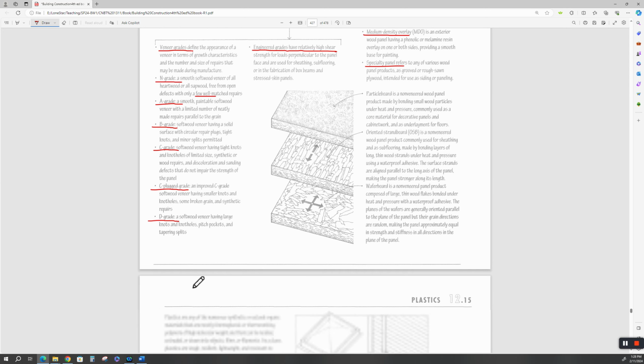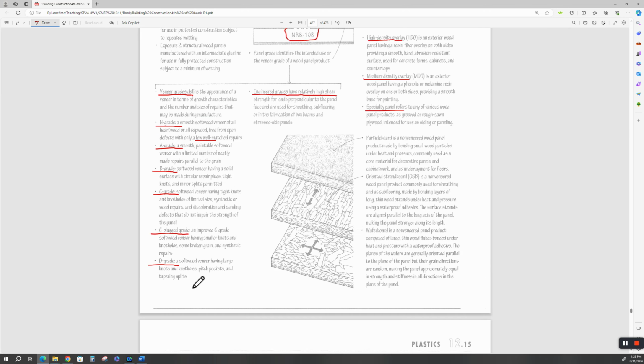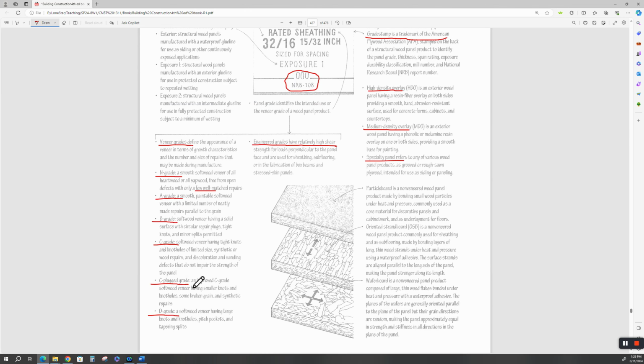All right. Now, then you have furniture grade, which is not mentioned here. And then marine grade. I've seen some N grade that was supposed to be super duper, and it had more than a few well-matched repairs. Your mileage will vary.